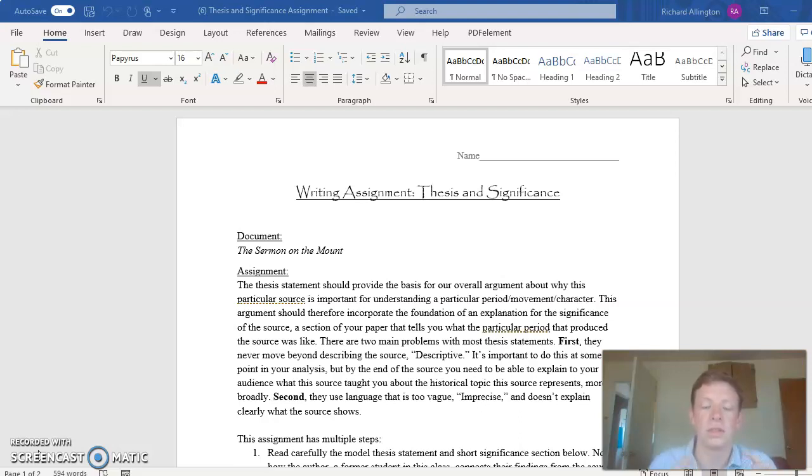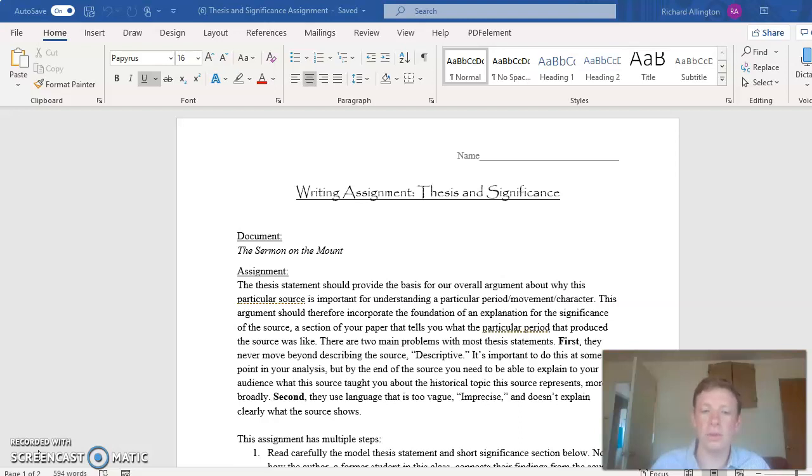And so the thesis statement is supposed to provide an outline of your argument, both about that source in particular and why that source is important for understanding the overall historical period. The significance section of your paper, the last section of your paper, should outline, in addition to that, a little more about the broader context of why the source is important. Why is this source important for understanding this particular period? What does it tell you about what this period more broadly was like? The values, ideals, goals of this period.